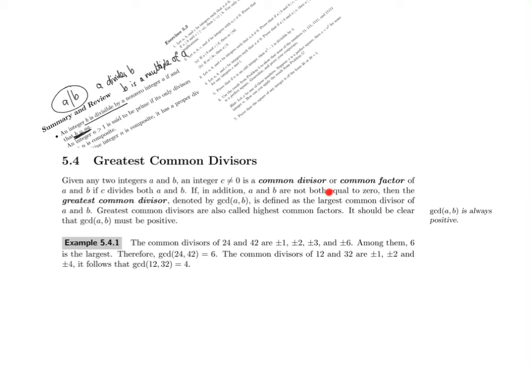If a and b are not both 0, then we can define something called the greatest common divisor, which is the largest common divisor of both a and b. This tells us that the GCD, the greatest common divisor of a and b, must be positive. And then there's a little example here. You can look ahead and get a feel for this definition. Okay, so we have level 1 definition exploration, and then level 2 coming up with examples.